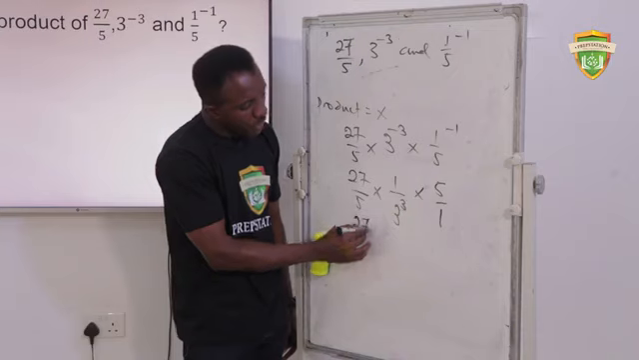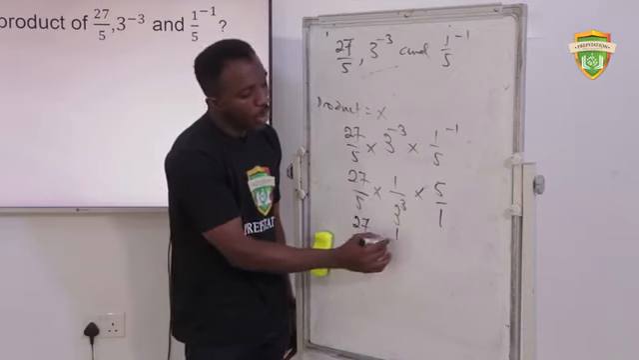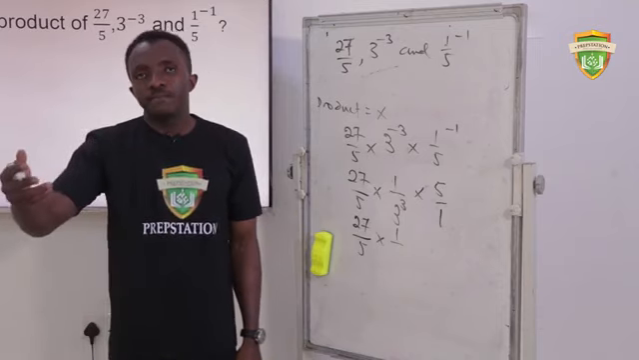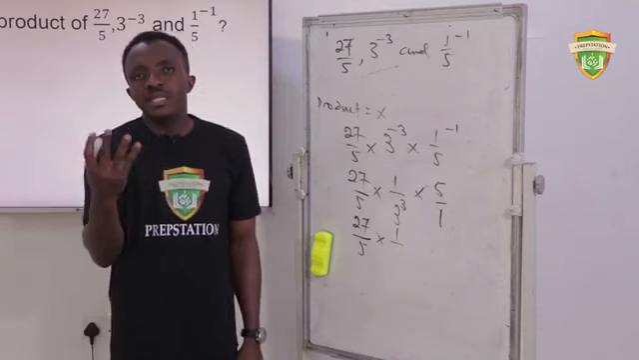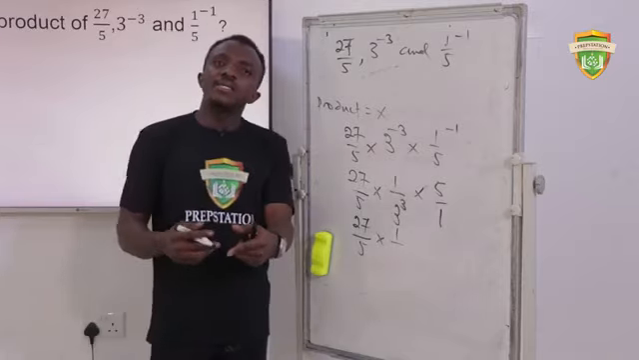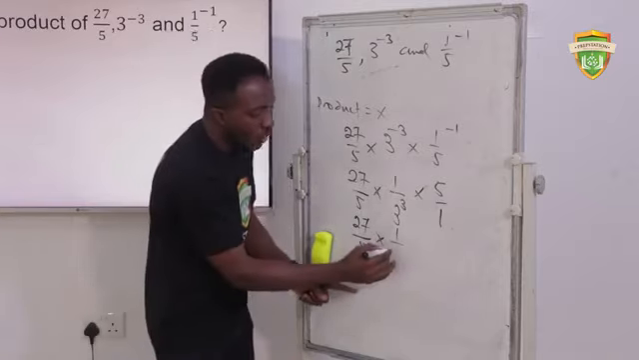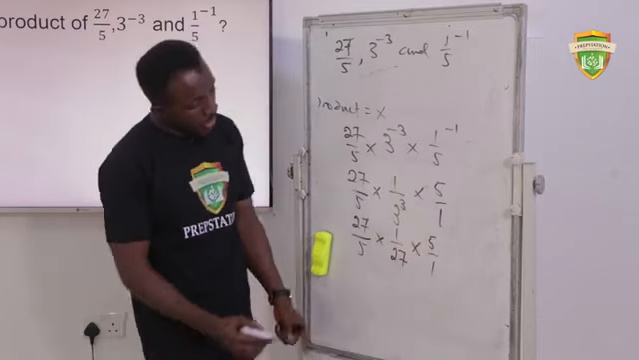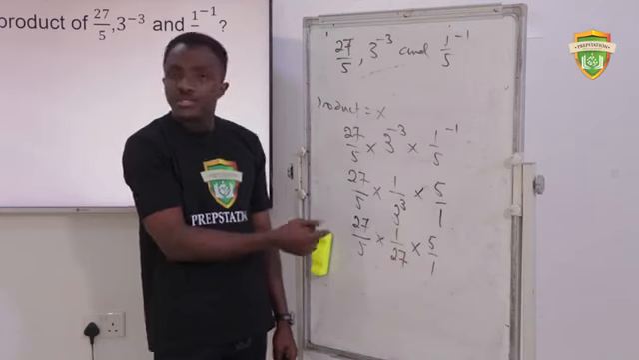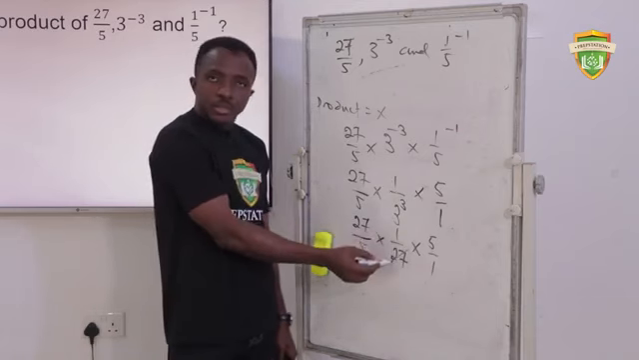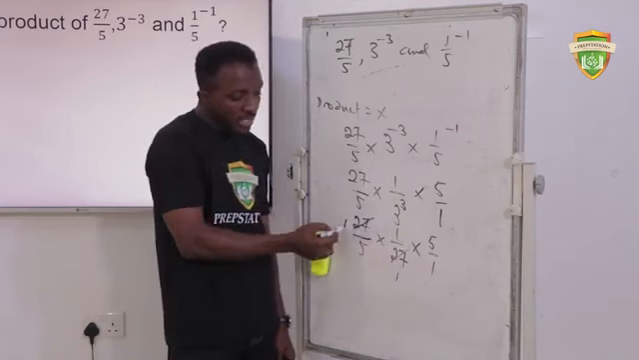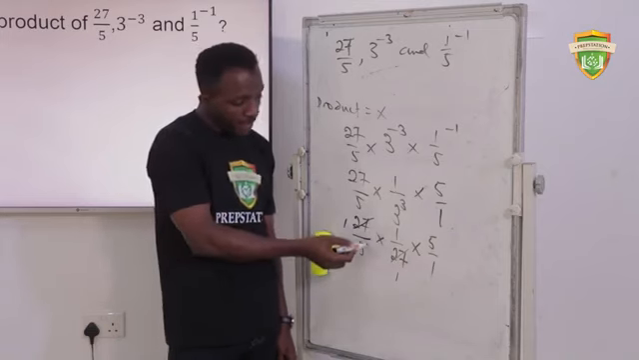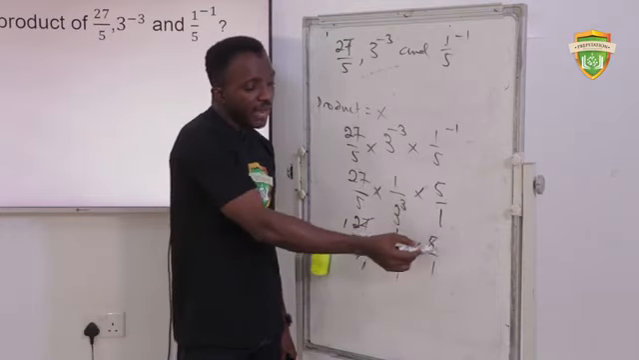Now 1 over 3 raised to the power 3 is simply 3 times 3 times 3. You multiply 3 by itself 3 times. So 3 times 3 is 9, and 9 times 3 is 27. So this is 1 over 27 times 5 over 1. With this we can cancel out. 27 can cancel out 27. 27 in 27 is 1, and 5 here is 1, 5 here is 1.